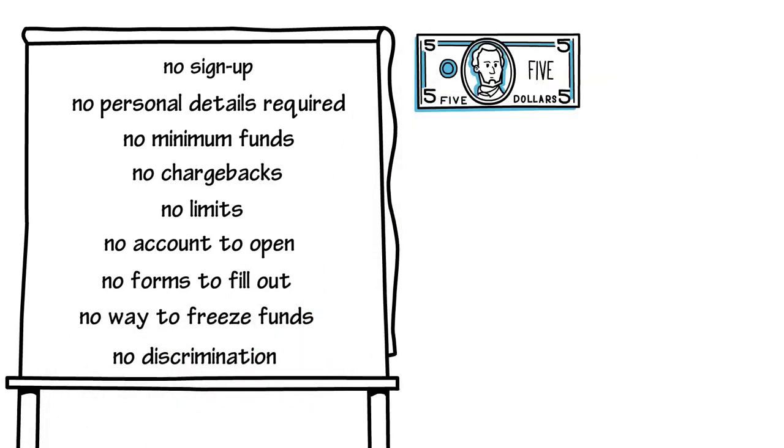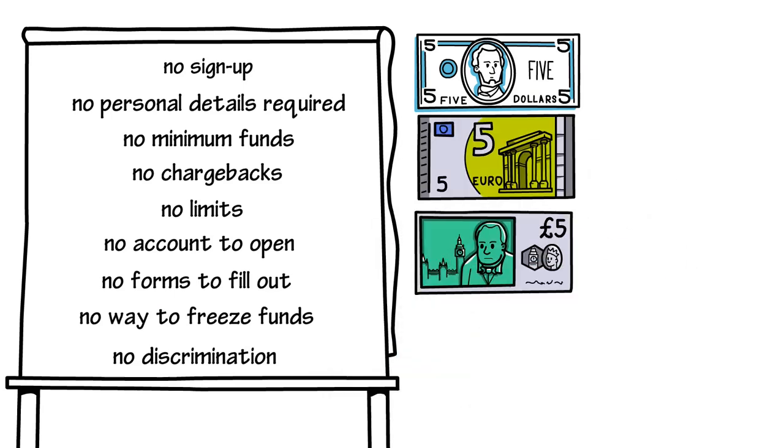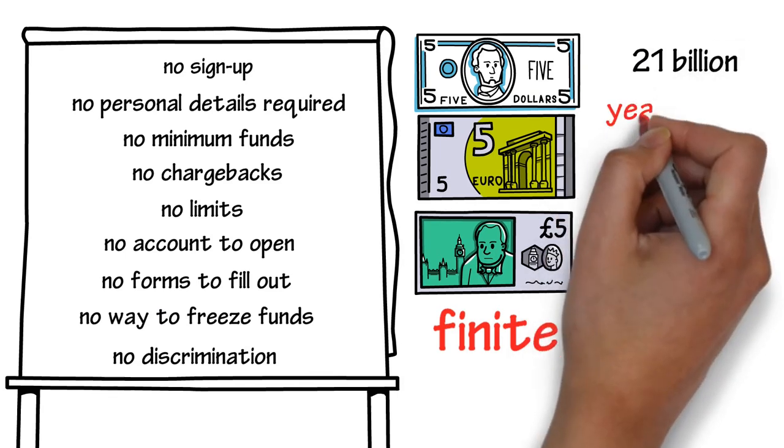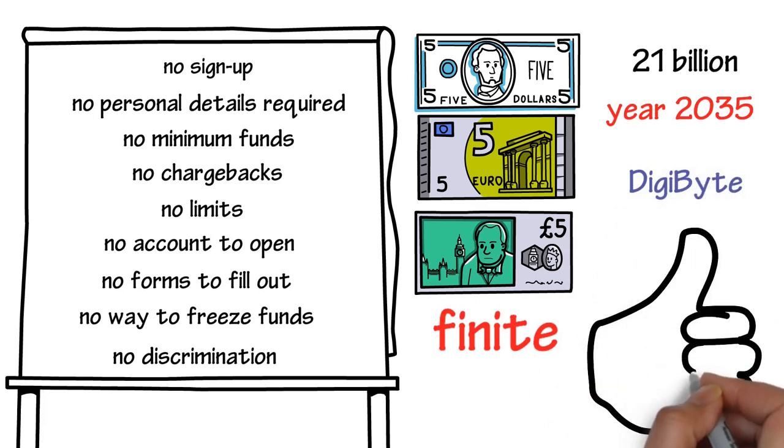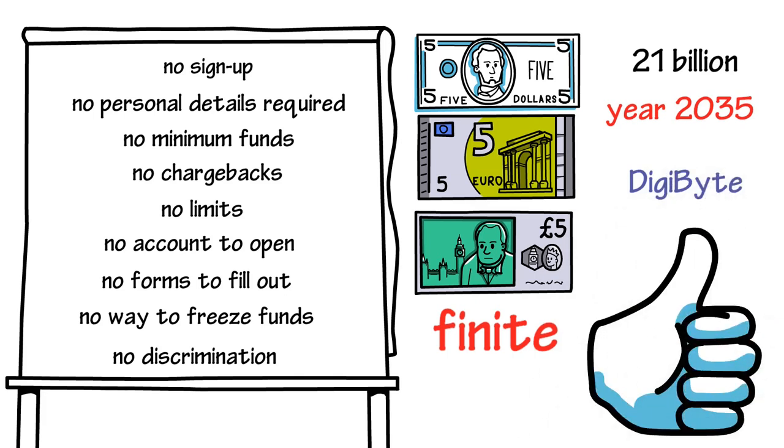Unlike dollars, Bolívar, euro, or pounds, DigiByte is also finite in its supply. There will only ever be 21 billion in circulation by the year 2035, with no more able to be created after that. DigiByte is the perfect way to separate finance from state.